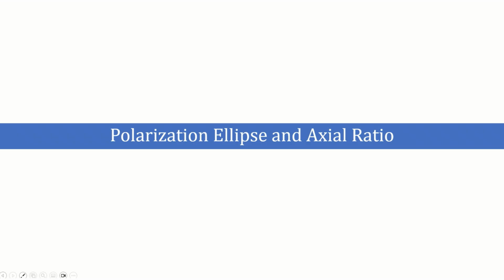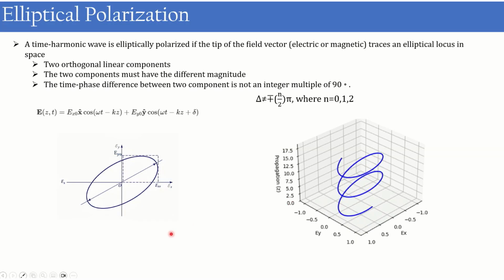In this video, we are going to explore what is meant by polarization ellipse and axial ratio. Before going into the details, let's have a quick recap on elliptical polarization. Elliptical polarization means that if the tip of the electric field has a locus of an ellipse, it is known as elliptical polarization, and these are the conditions of elliptical polarization.